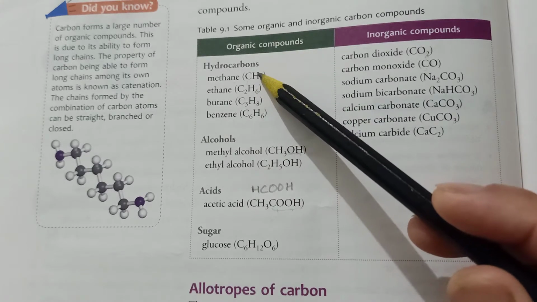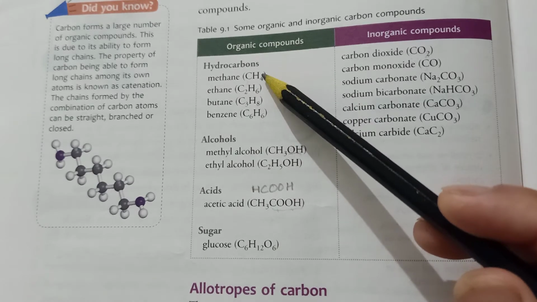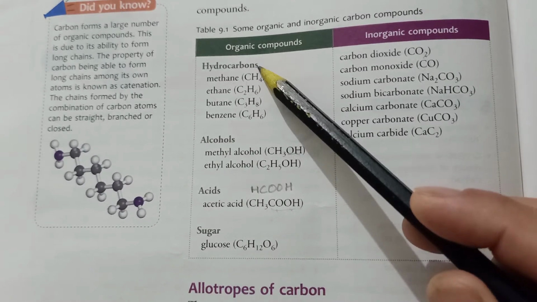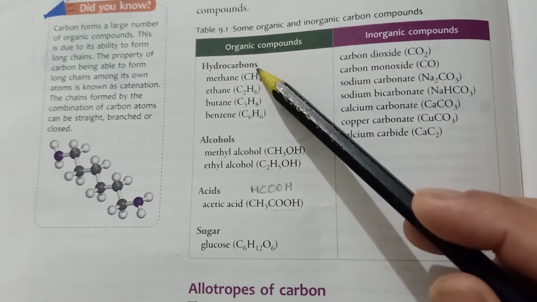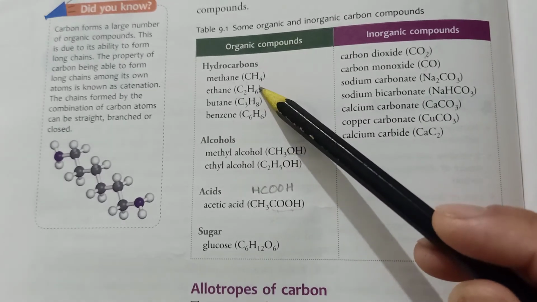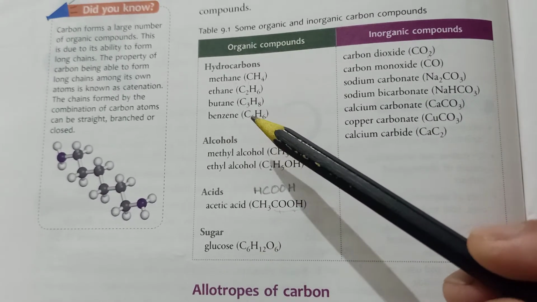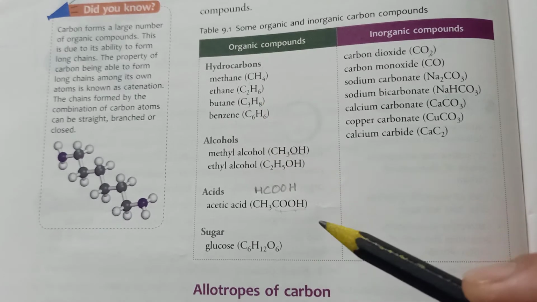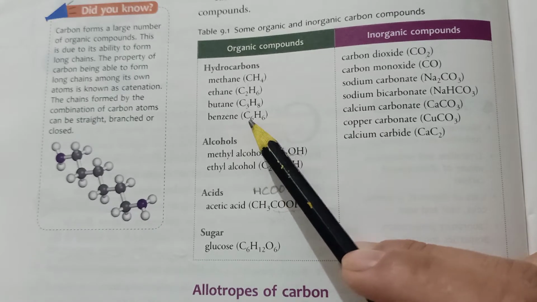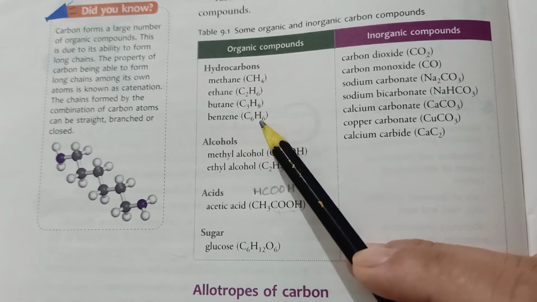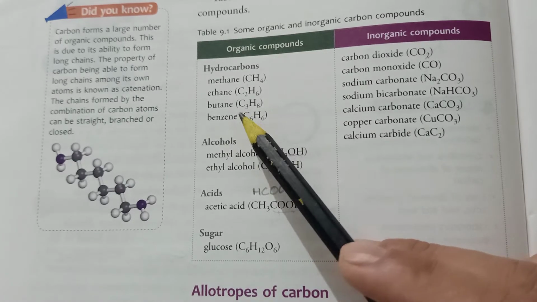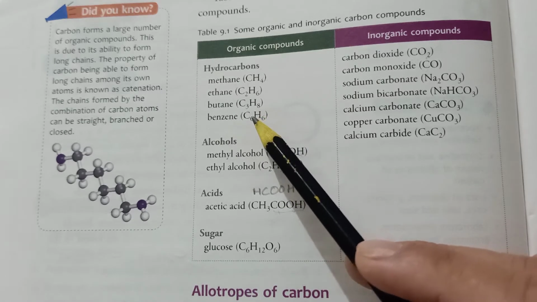Now when carbon combines with hydrogen, only carbon and hydrogen, then those types of organic compounds are called hydrocarbons. So hydrocarbons are compounds containing only carbon and hydrogen. Examples are methane, ethane, butane, benzene. There are millions of organic compounds, and you can keep on going, increasing the number of carbon along with the number of hydrogen. We can write, let's say, butane, pentane, hexane, decane. We can keep on going.